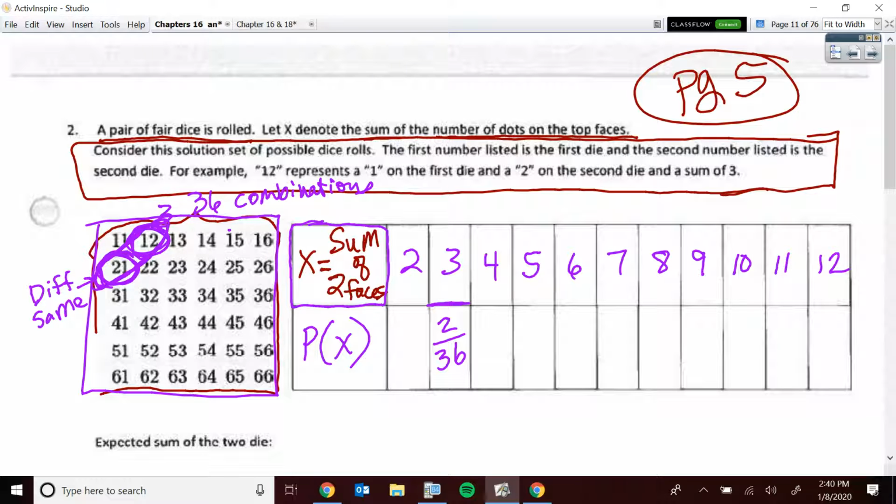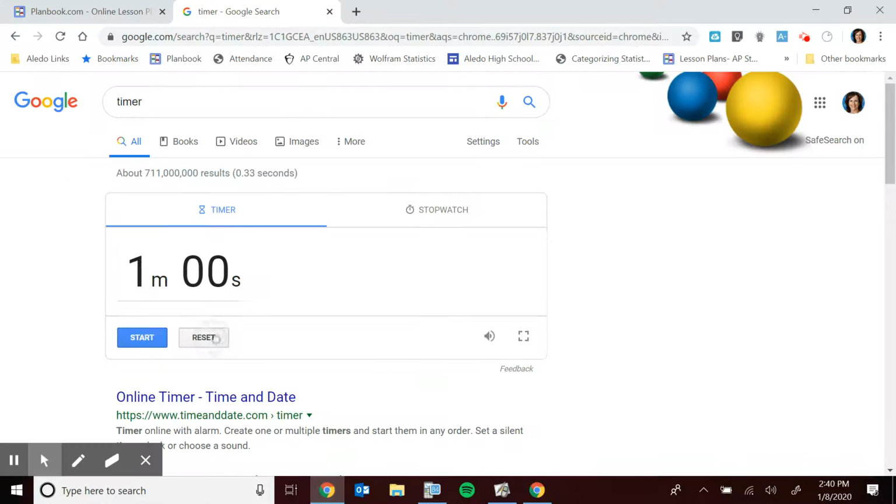So I want you now to go and figure out the probability distribution for all of the other sums. I'm going to give you a few minutes to fill in the other probabilities. Go.